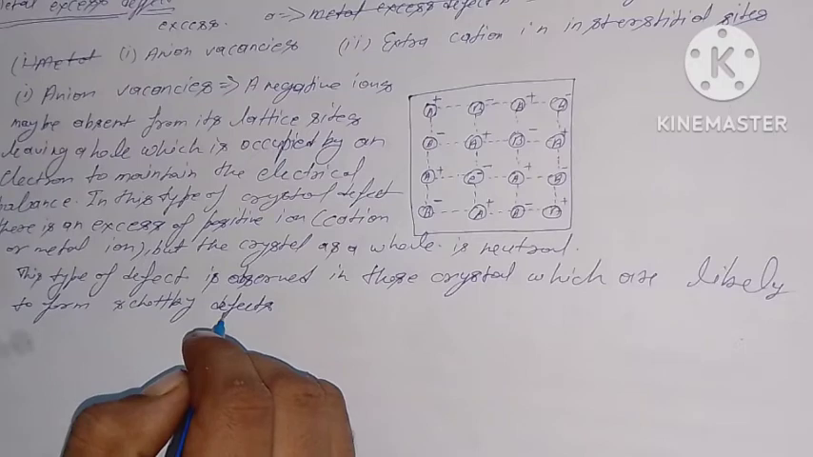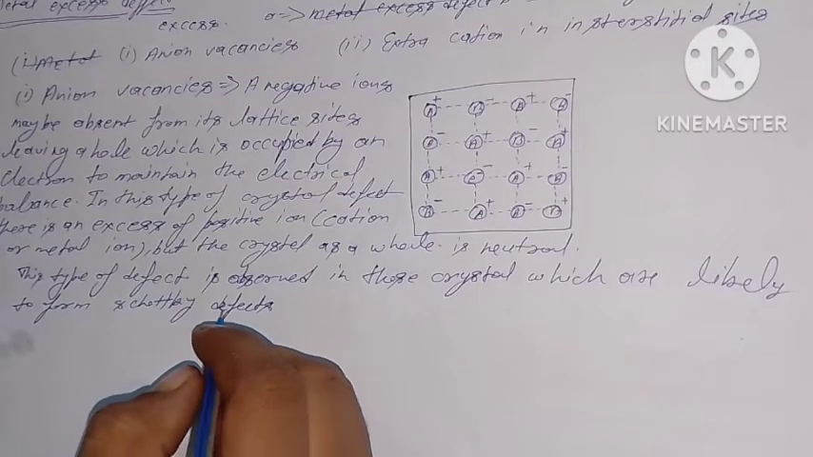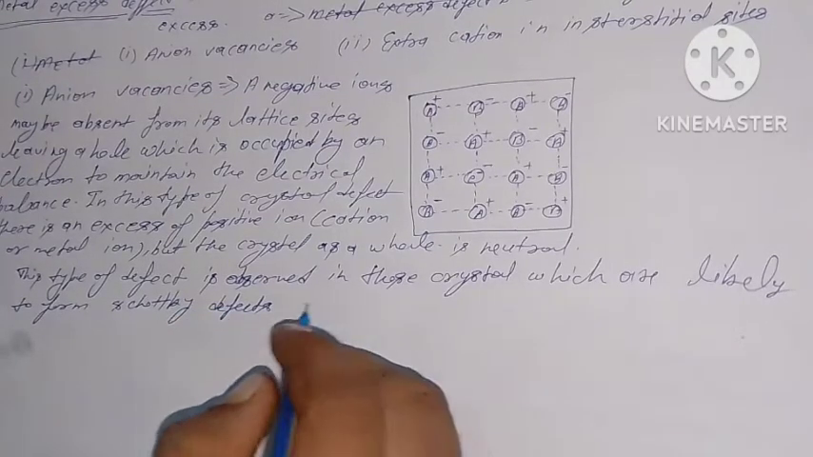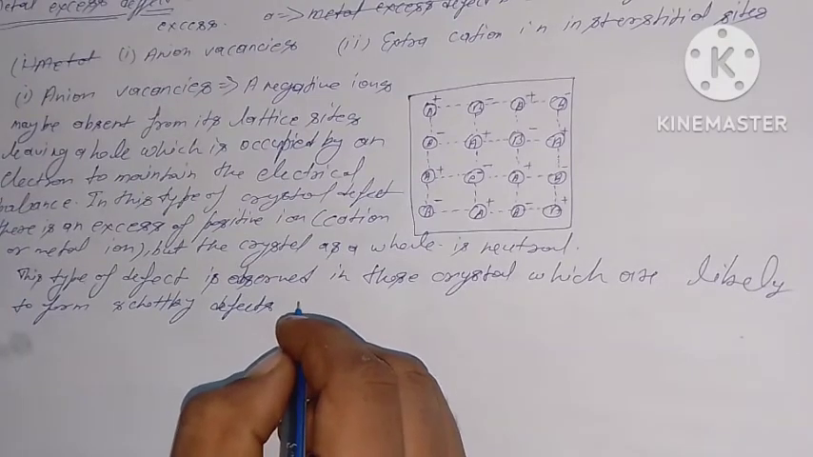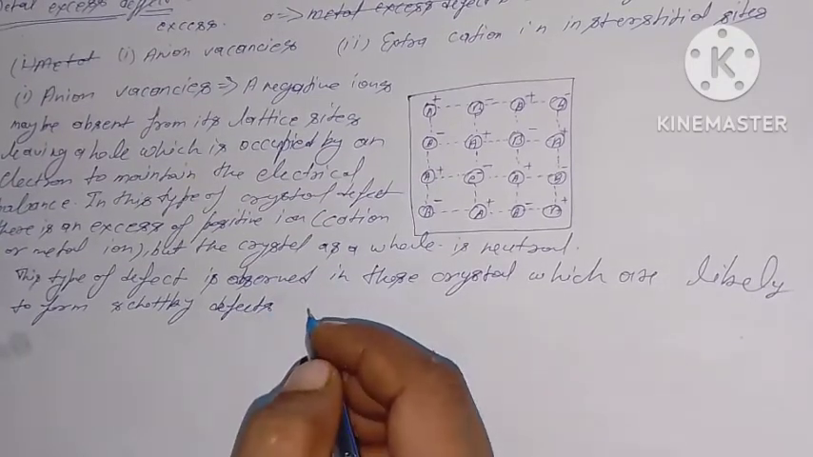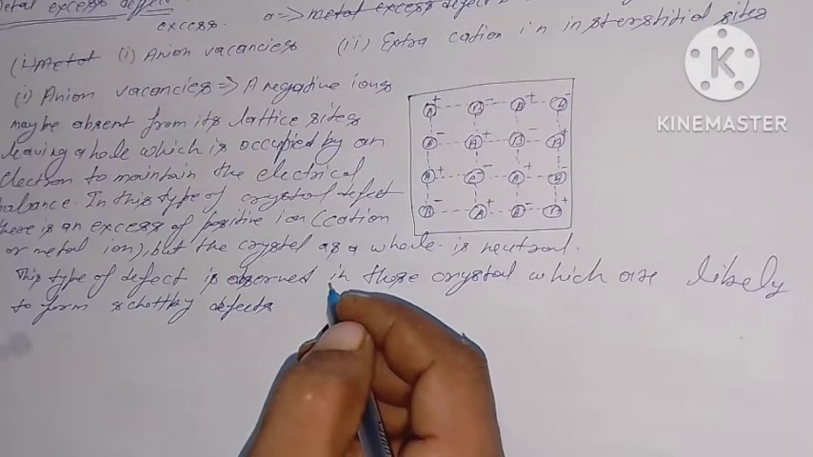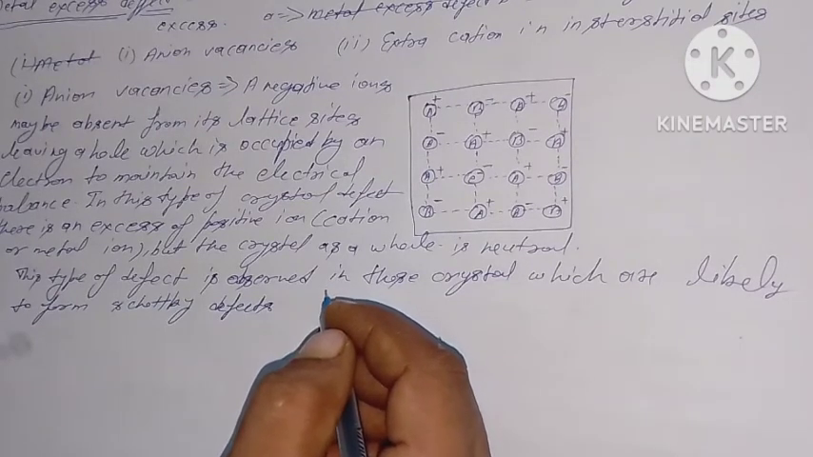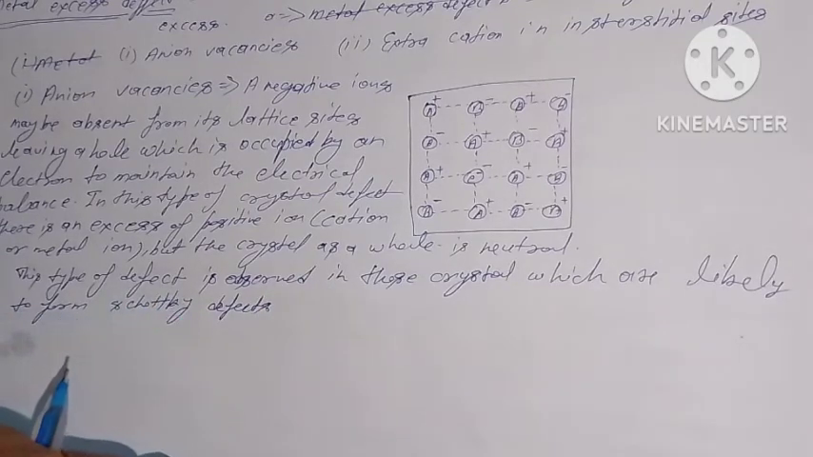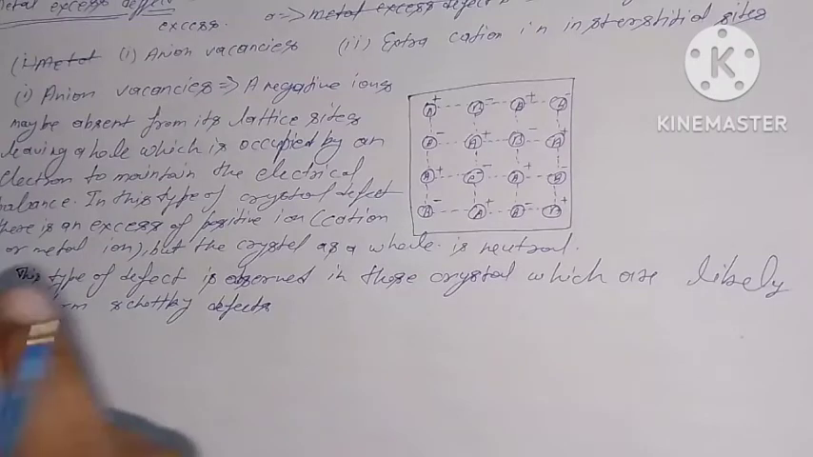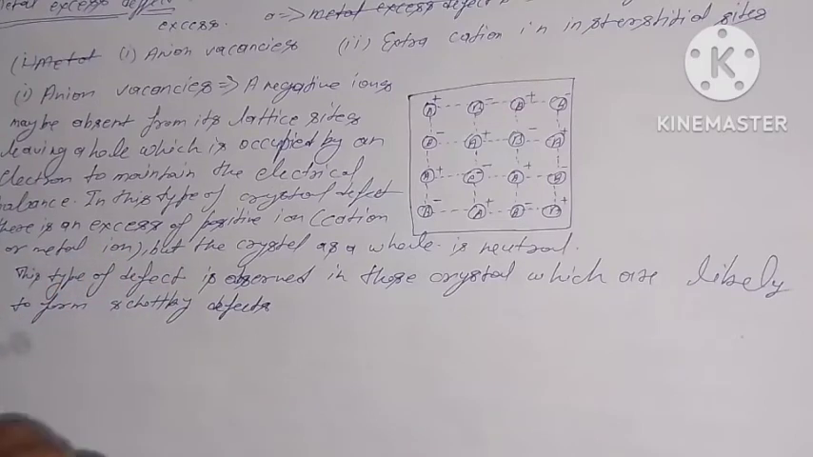For example, when sodium chloride is treated with sodium vapor, a non-stoichiometric form of sodium chloride is obtained in which sodium positive ions are in excess. The extra positive charge due to extra metal ions is balanced by the negatively charged free electrons present in the lattice.